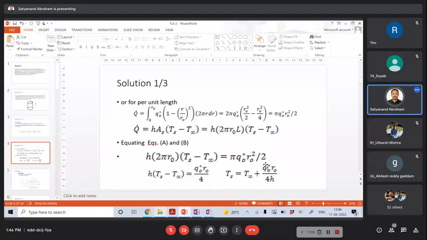And Q generation, we found already as pi into q0 star into R0 square by 2. So that's how you can find the total heat generation as well as the surface temperature. As I said, there is more than one method for this. You can go with the basic governing equation itself, which is a bit lengthy. So this is a tricky method you can use.